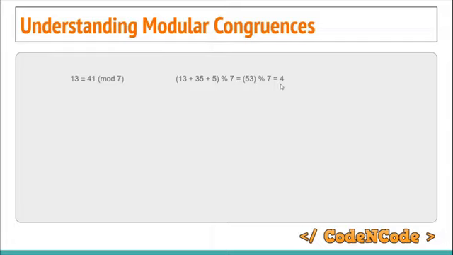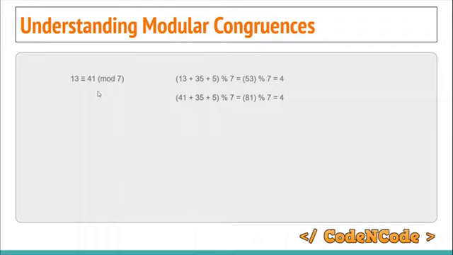Now as we know that 41 is congruent to 13, can I replace 13 with 41? Let's check. I've replaced 13 with 41 and the rest are the same. Their sum is now 81, but still 81 modulo 7 comes out to be 4. So this is one of the use cases of congruences.